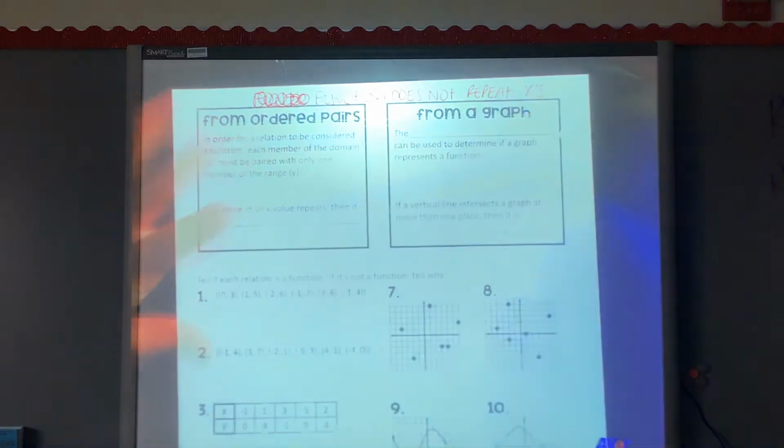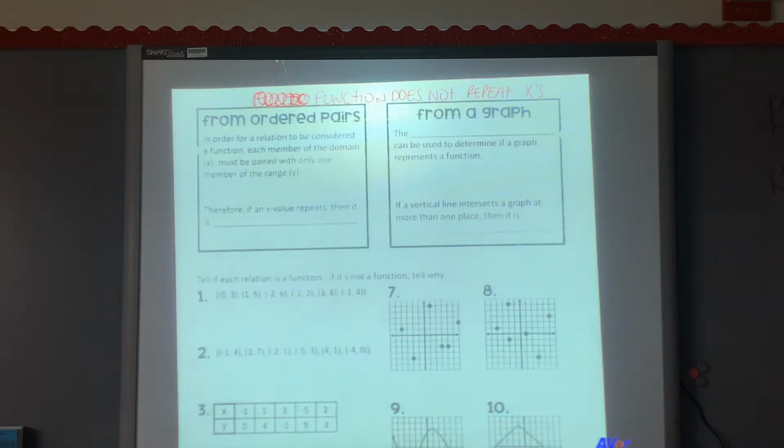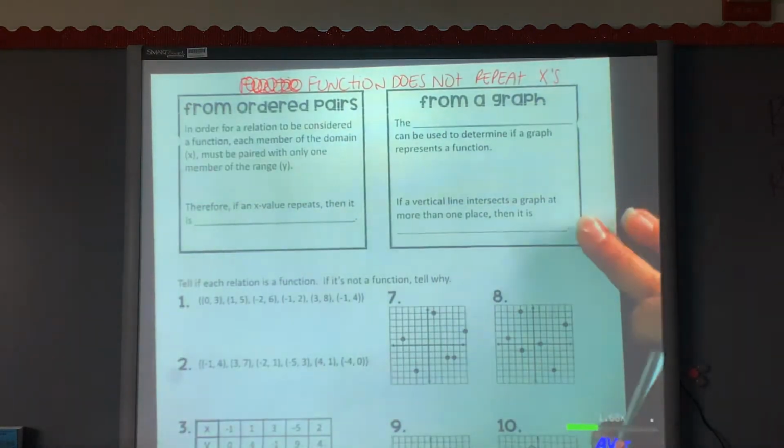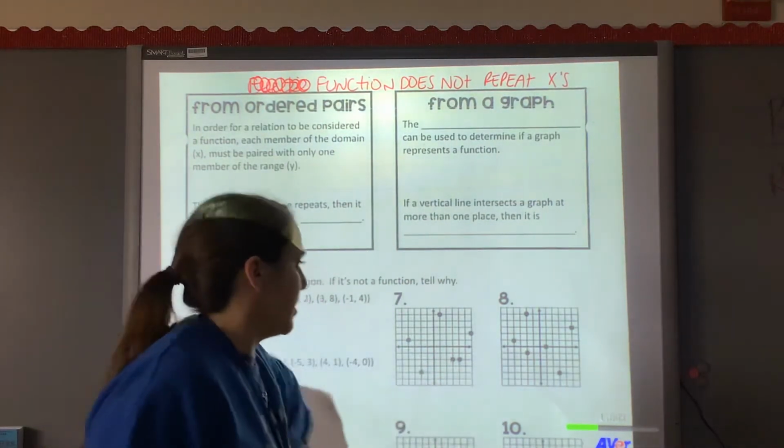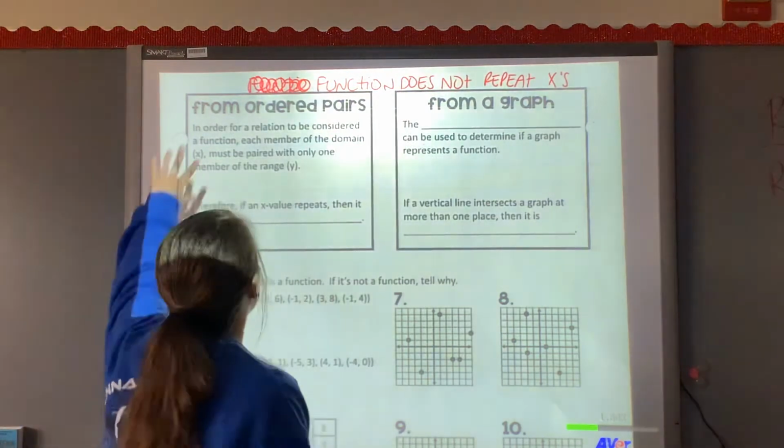This is the simplest version of a definition for functions. Functions do not repeat x's. And so let's try to figure out if these down here are functions or not. So first of all, I'm going to read this.